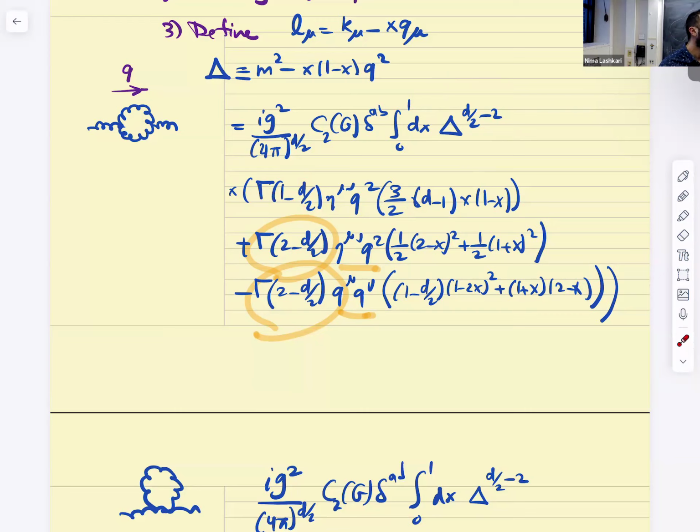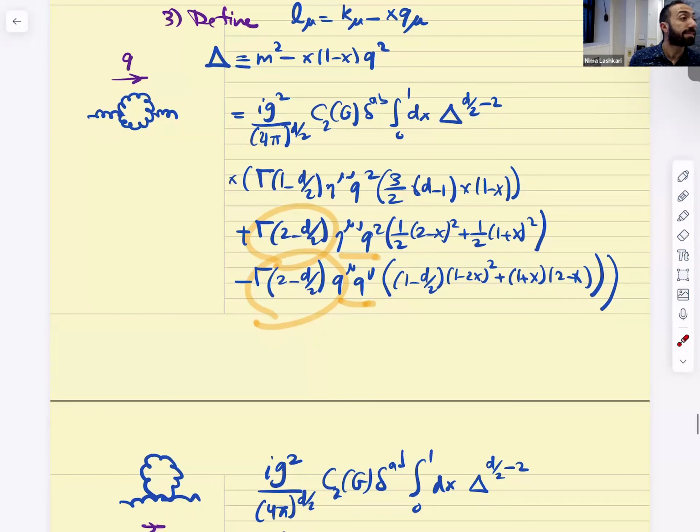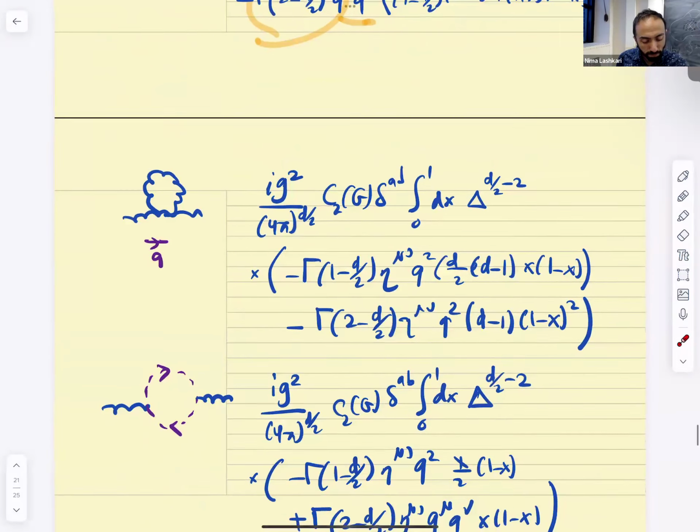This is a horribly offensive term. It's quadratically divergent. If you go back to the discussion we had last time, the term that was awful was precisely this gamma of 1 minus d over 2. Near d equals 2, it shows this pole. So we'll see that the coefficient of this term cancels.